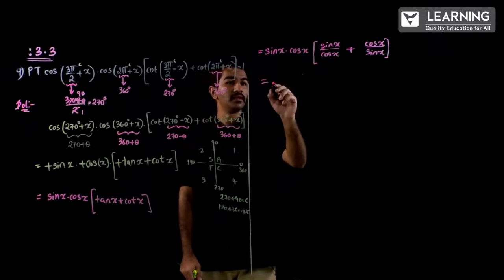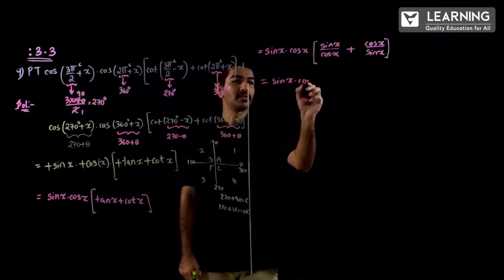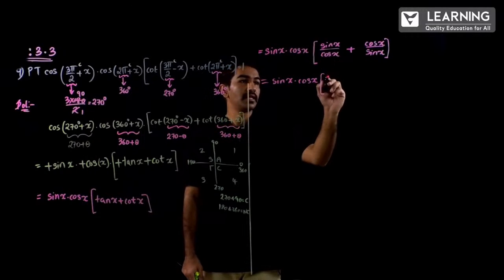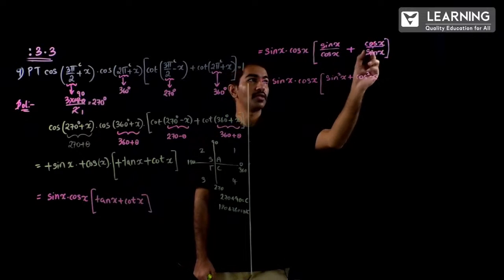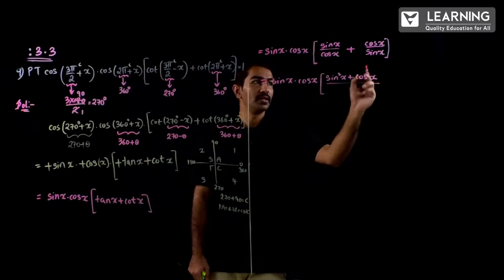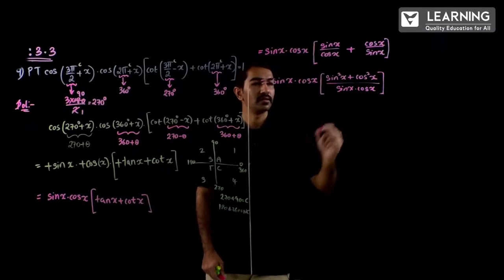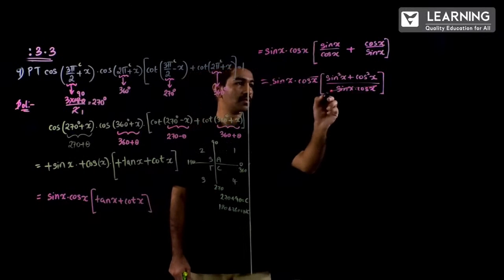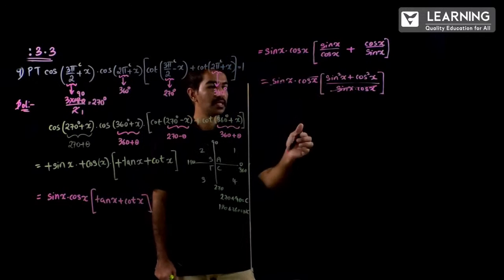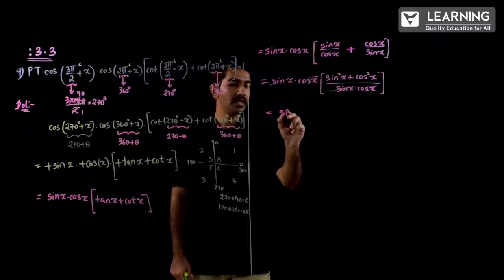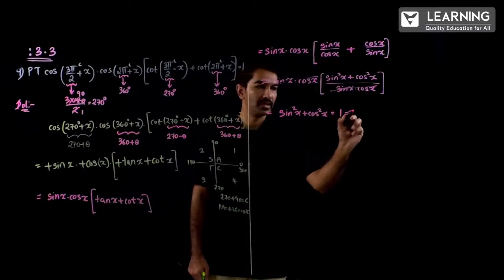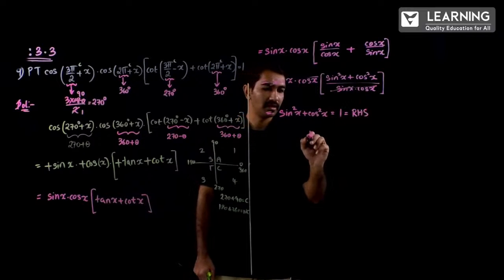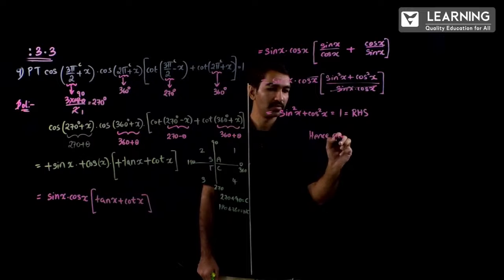What will happen? Sin x dot cos x as it is, sin square x plus cos square x, cos into cos, cos square, sin into sin, sin square, the whole divided by sin x dot cos x. Correct? These both will get cancelled since there is a multiplication sign in between. What is remaining inside the bracket? Sin square x plus cos square x, which is equal to how much? 1, which is equal to RHS, hence proved.